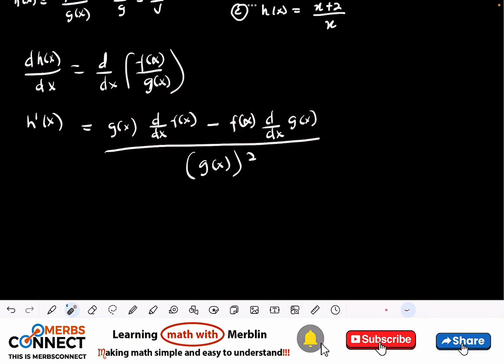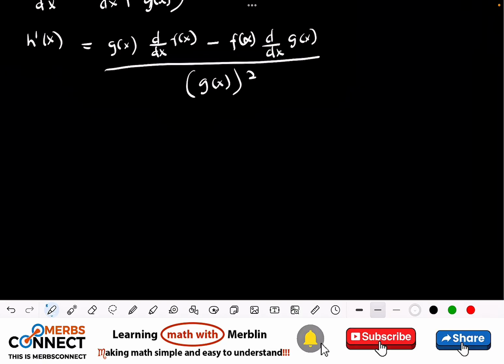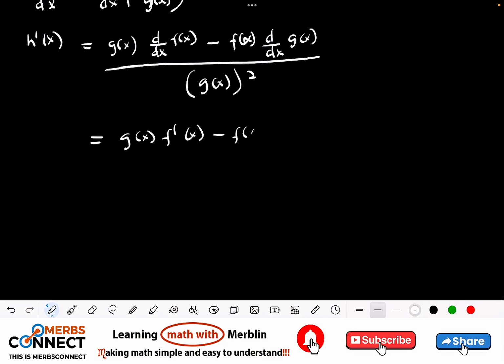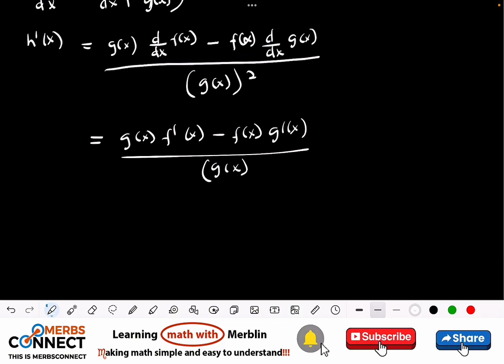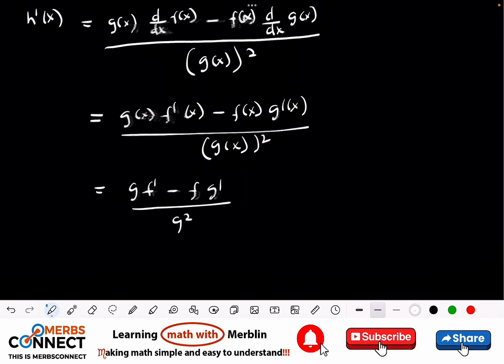That is the idea. So always don't forget, we need to maintain the down first and differentiate the top, minus, now you come and maintain the top and differentiate the what? The down. So this is going to give us g of x, f prime of x minus f of x, g prime of x, divided by g of x all squared. So if I just want to write it in the form of g f prime minus f g prime divided by g squared. So this is what I'm going to get, right?